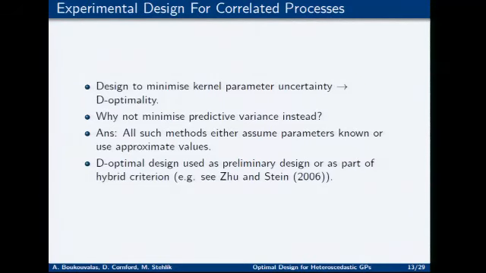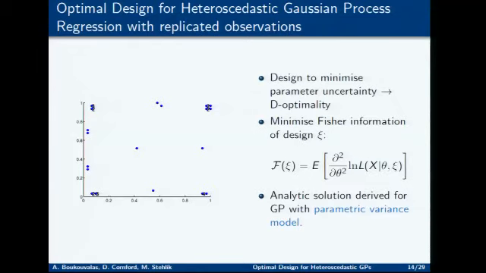A question could be, why don't you think about minimizing the predictive variance? Because this is the thing that's actually quite often of interest. The answer is that, as far as I'm aware, all such methods assume the parameters of the kernel are known or use approximate values for this. So we envisage that the optimal designs here can be effectively used as preliminary designs or as part of a hybrid criterion. An example is the Zimmerman 2006 paper, to help you narrow down your parameters, so to minimize the variance of your parameter estimates before looking at minimizing the predictive variance. Okay.